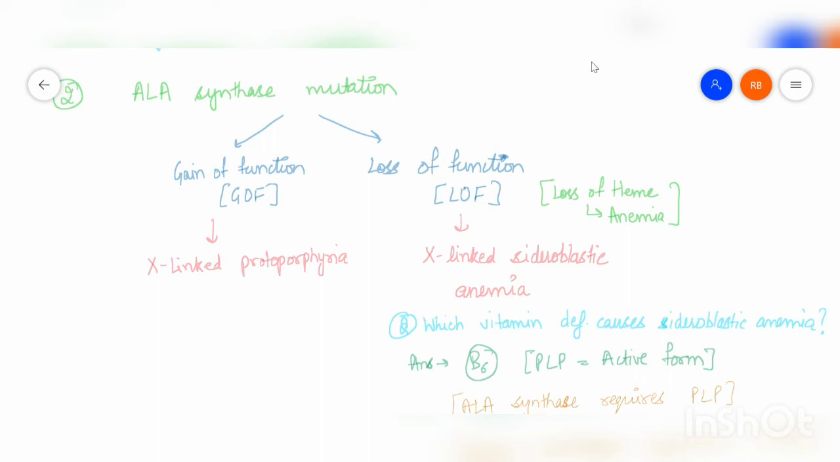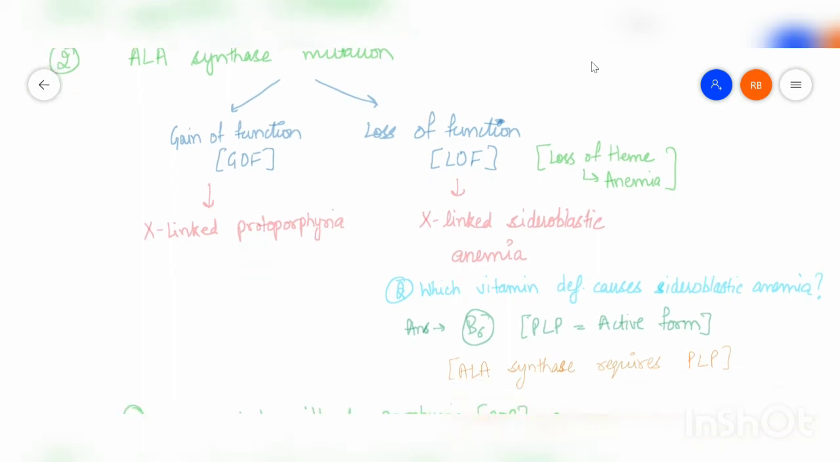The question here is, which vitamin deficiency causes sideroblastic anemia? Guys, we have discussed in the pathway that the first enzyme, that is ALA synthase, requires pyridoxal phosphate. So here the ALA synthase will be defective. So either ALA synthase defect or pyridoxal deficiency, both can cause sideroblastic anemia.